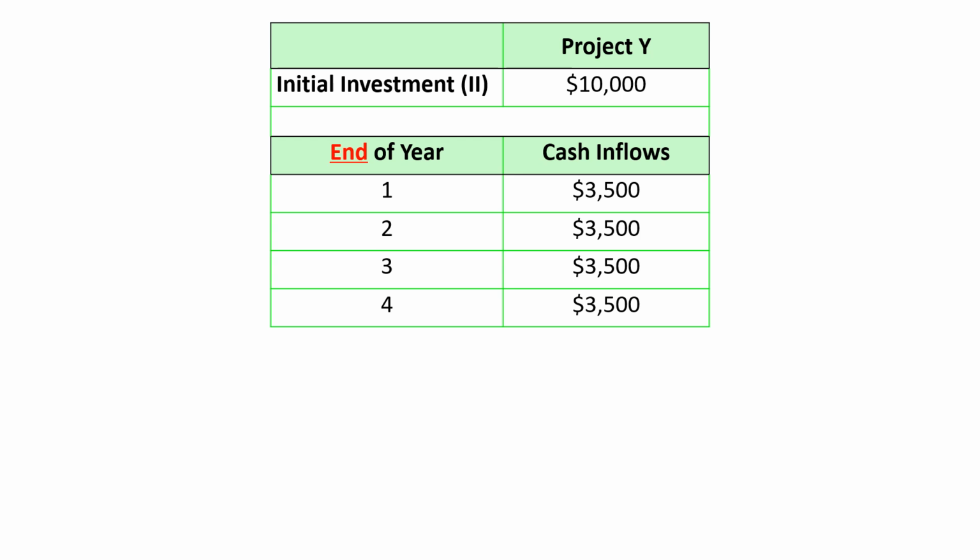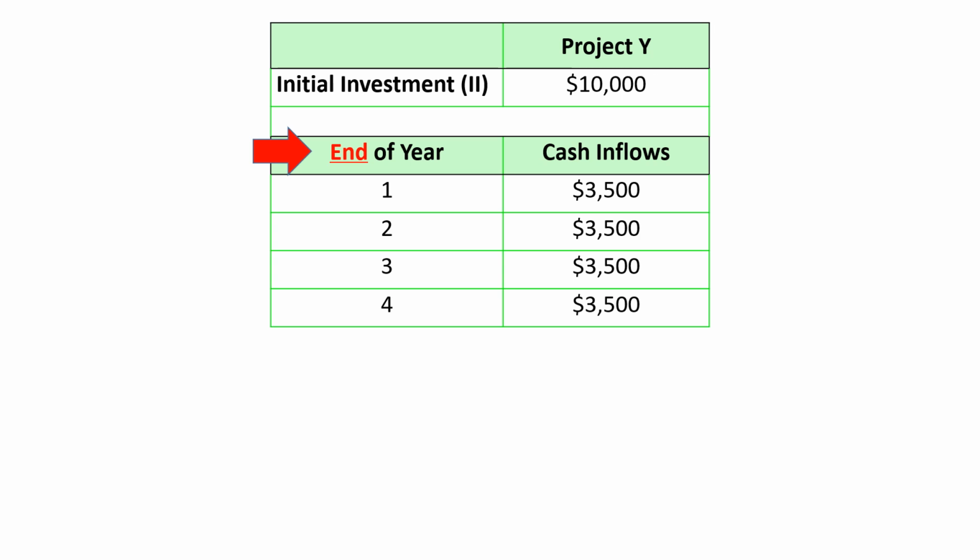Project Y. Please take note, this is at the end of the year. I stress again, it's important to take note that this is at the end of the year. Take note the cash inflows, the amounts are all the same. So this is an annuity. At the end of year, so this will be ordinary annuity.